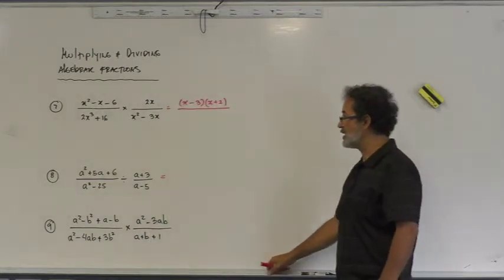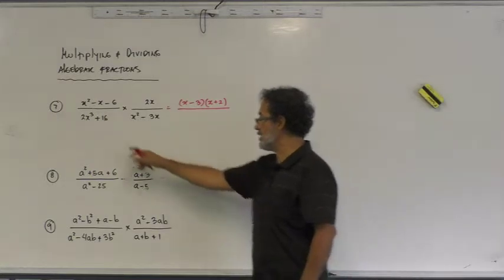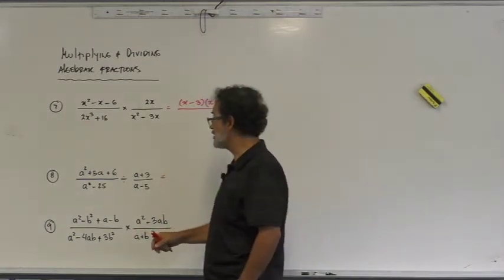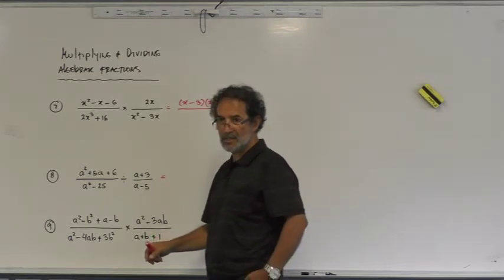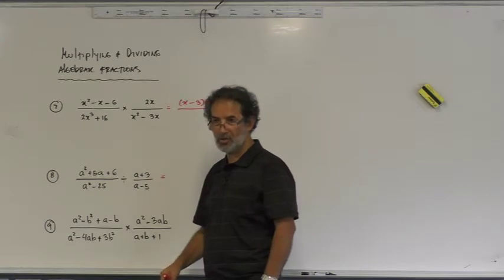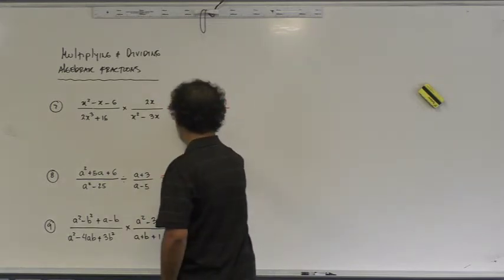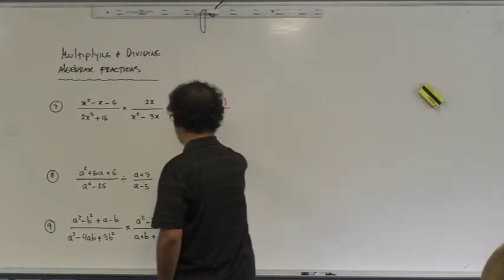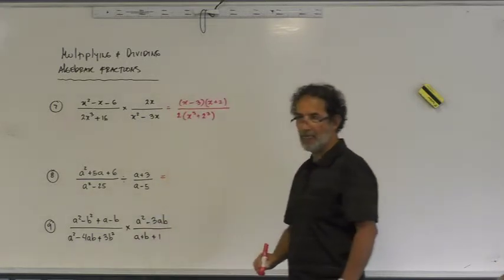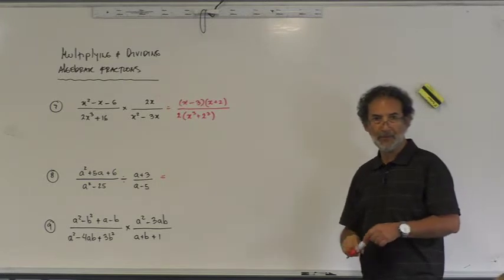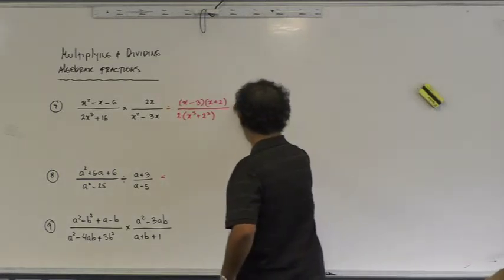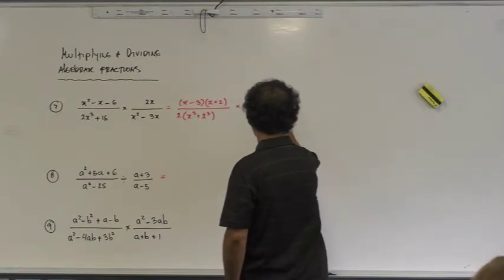All right, and then can you see that when you take the common factor from here, the common factor is going to be 2, x cubed plus 8. But we know that 8 is the same as 2 cubed. So you're going to do 2 and then x cubed plus 2 cubed. Are you okay with that? Okay, and then we are multiplying that by 2x.